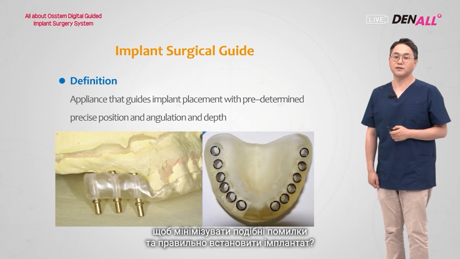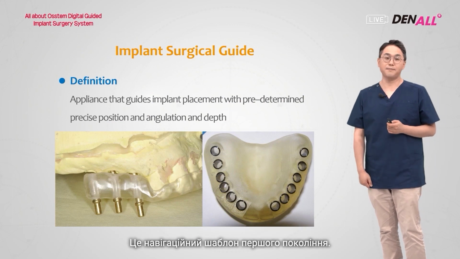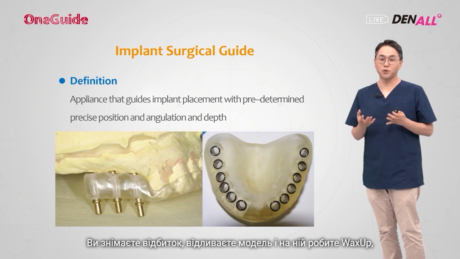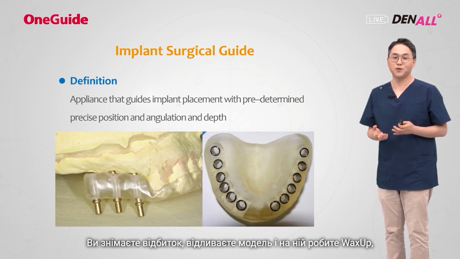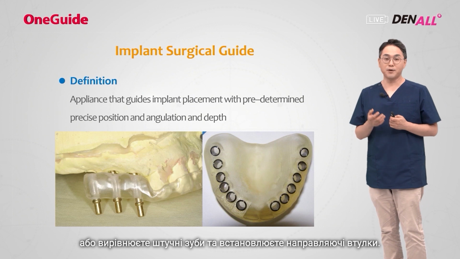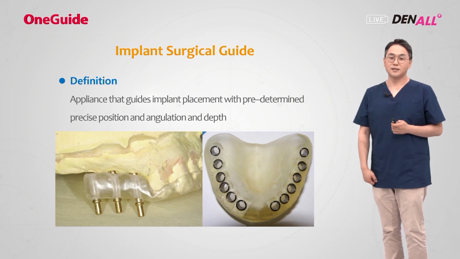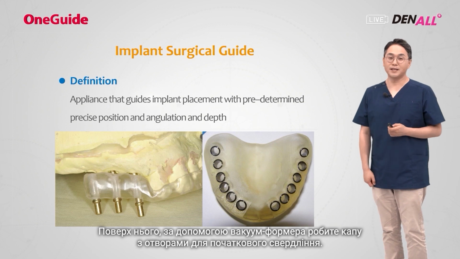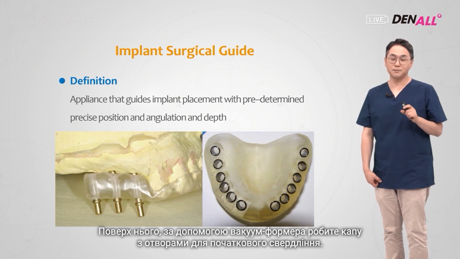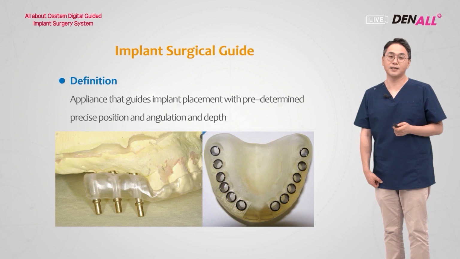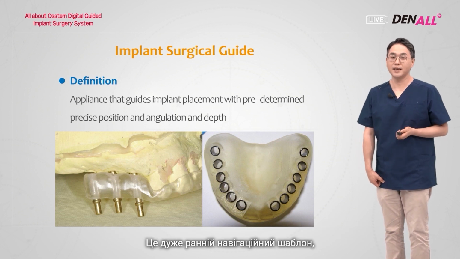In the initial phases, this is the first generation guide. You take an impression and make a model, and on top of it, you either do a wax-up or align artificial teeth and create a surgical stent. On top of it, make a vacuum-formed matrix using resin, and on the aligned artificial teeth or wax-up, drill a hole for initial drilling. This is a very early guide.